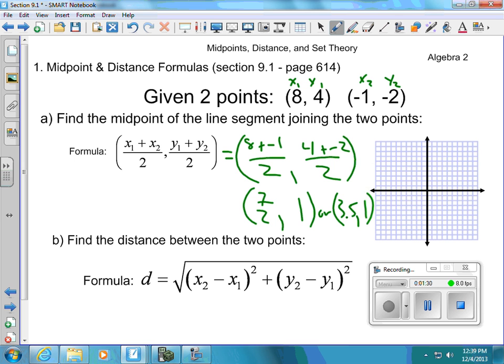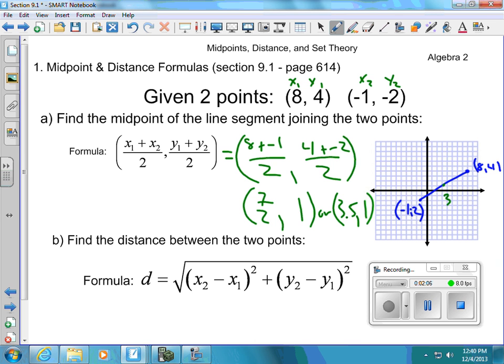That's the midpoint. Let's see what that means when we plot everything here. 8 and 4, 1, 2, 3, 4, 5, 6, 7, 8, 1, 2, 3, 4. Here's 8, 4. Negative 1, 2: over 1, down 2. There's our points. If we connect them, there's our line. Well, when we plot the midpoint, 3.5 and 1, 3.5 over, up 1. To me, that looks like that's pretty much in the middle of the line.